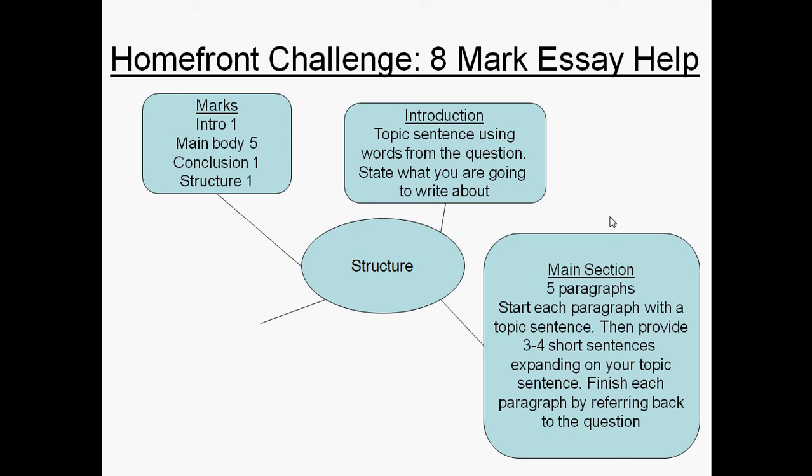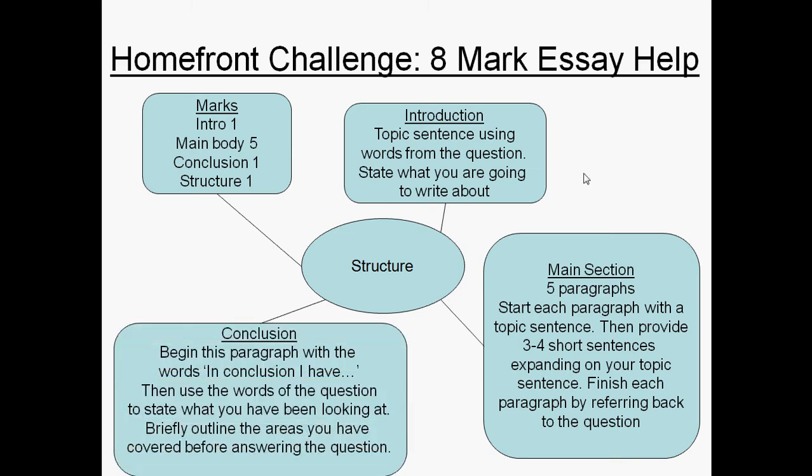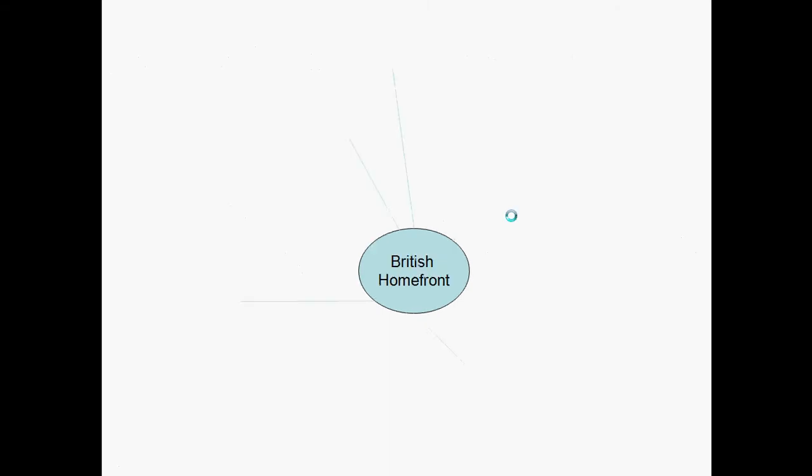I would say that food rationing was one of the worst hardships that British civilians endured during the war because of lack of food, etc. Right? Your conclusion. Begin this paragraph with the words, "In conclusion, I have been looking at the hardships faced by British or German civilians," whoever you're doing. Then you're going to briefly outline the areas that you've covered. I have been looking at food shortages, munition factory workers, etc. And then you answer the question with a sentence at the end. So the most important hardship that they had faced, in my opinion, was whatever.